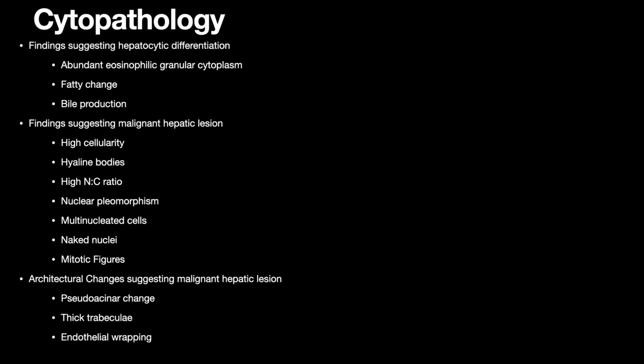Cytopathology, findings suggesting hepatocytic differentiation as opposed to metastasis, is abundant eosinophilic granular cytoplasm, some fatty change, bile production. Findings suggesting malignant hepatic lesions include high cellularity, high nuclear to cytoplasmic ratio, nuclear pleomorphism, multinucleated cells, naked nuclei, mitotic figures, and architectural changes suggesting malignant hepatic lesions, including pseudoacinar change, thick trabeculae, and endothelial wrapping.